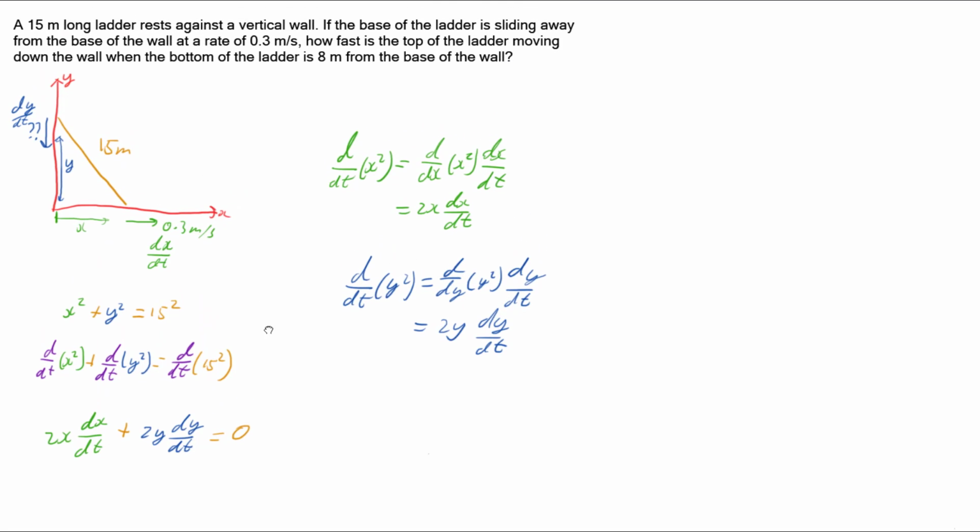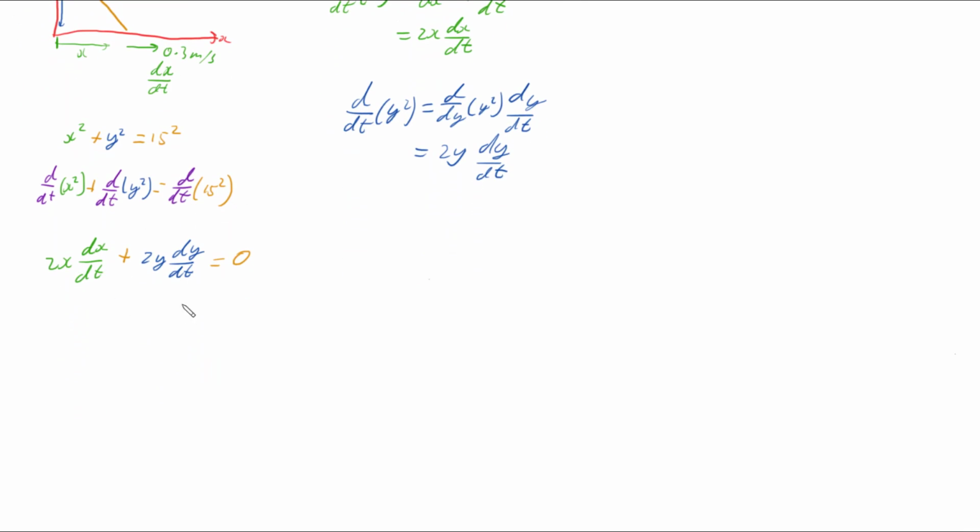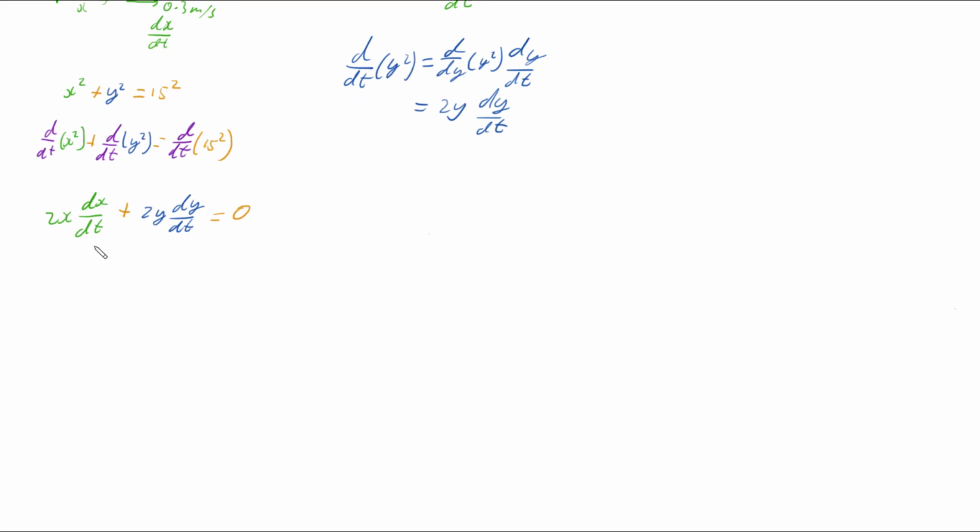I'm after in my question how fast the top of the ladder is moving, and that's dy/dt, that's what we're trying to work out. So I'm going to rearrange this to isolate dy/dt. We've got this 2x dx/dt, which is added on, so we can subtract it off both sides. So I'm going to have 2y dy/dt equals negative 2x dx/dt. And then I'm going to divide both sides by 2y, so that dy/dt is negative 2x divided by 2y multiplied by dx/dt.